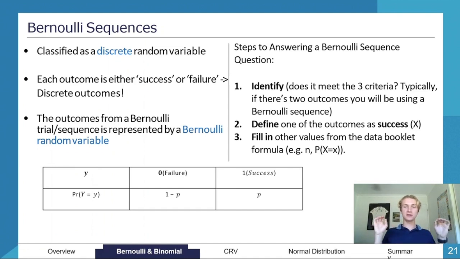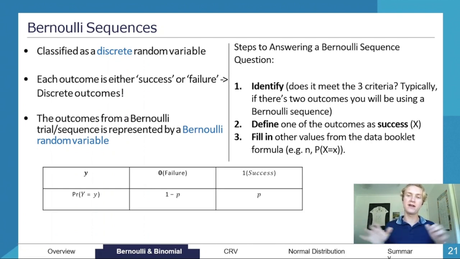Okay, so the steps to answering a Bernoulli sequence question. Number one, identify. Does it meet the three criteria that I just said on the other page? That's going to tell you you're going to be using the formulas from the data book, which we're going to go over. Don't worry. Number two, define one of the outcomes as success, which is X.